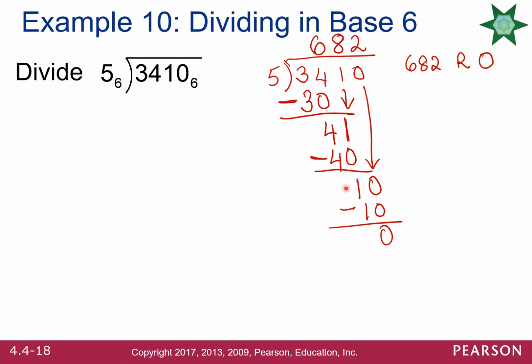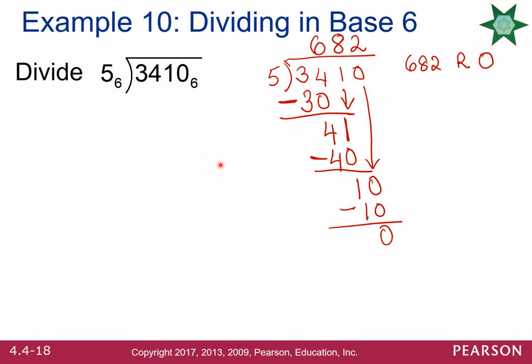We use the same process when we divide in a different base. However, we have to remember that when we do the multiplication, that is, what should we multiply 5 with to get something close to 34 and so on, we have to do that multiplication in whatever base we are working with. Likewise, when we are doing the subtraction, the subtraction has to be done in the base that the numbers are in.